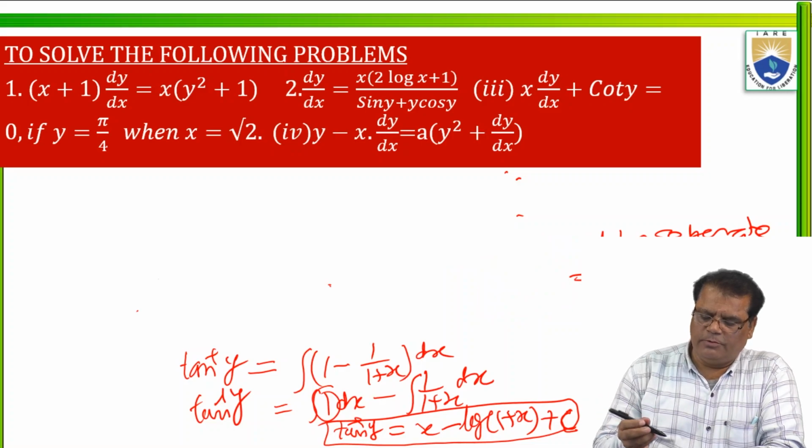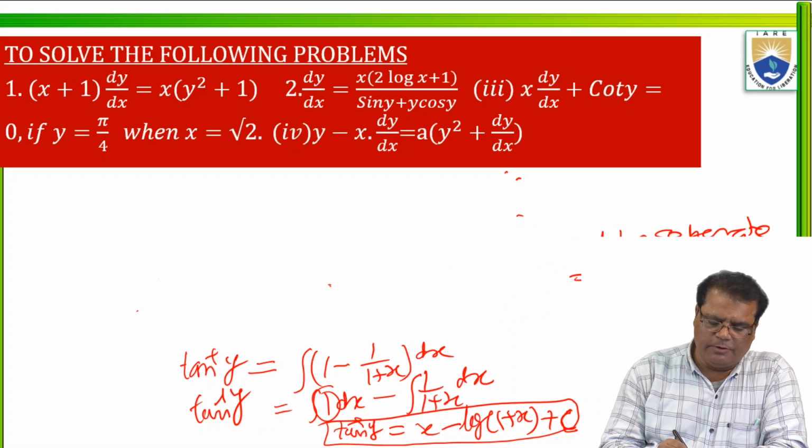Now I am solving the second problem with the same method. Second problem is problem 2.